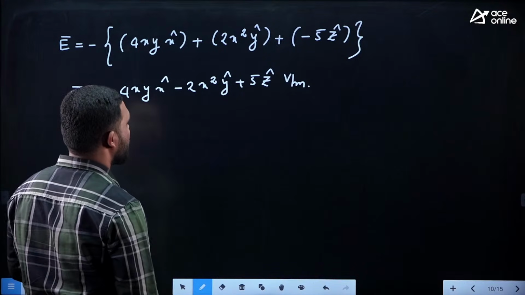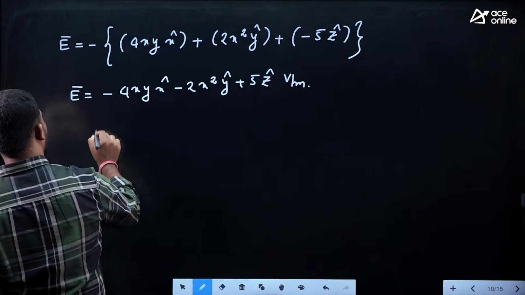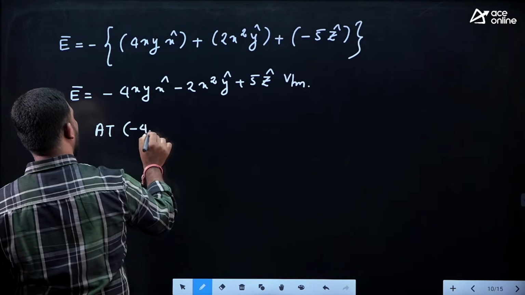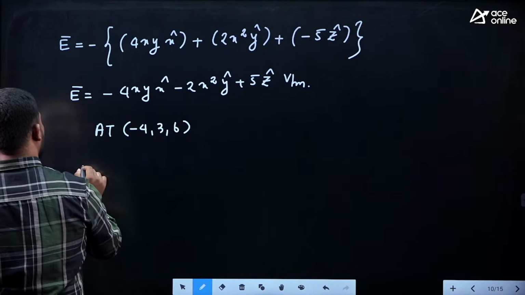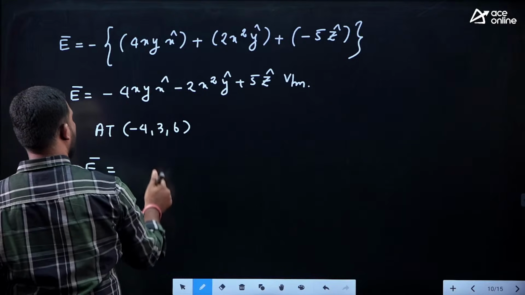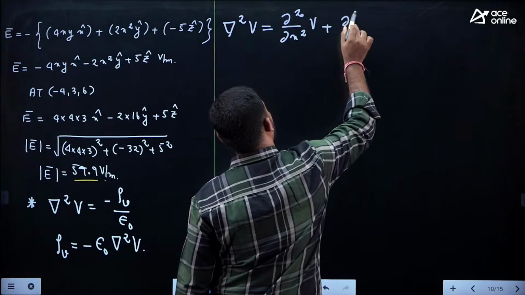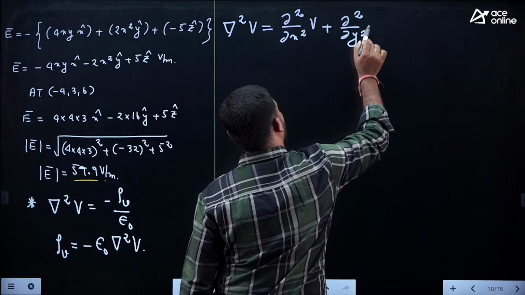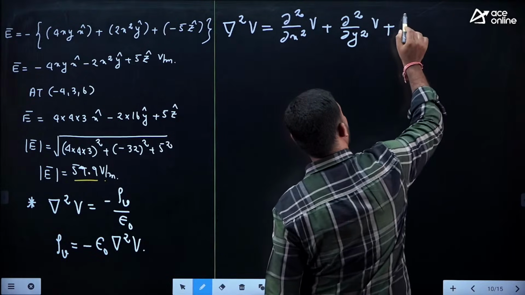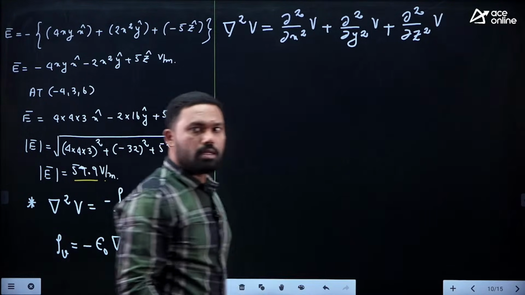It is asking for the magnitude of the electric field intensity at a particular point. The point is also mentioned, minus 4, 3, 6. Just substitute here. Next, the Laplacian: dou square by dou x square of V plus dou square by dou y square of V plus dou square by dou z square of V.